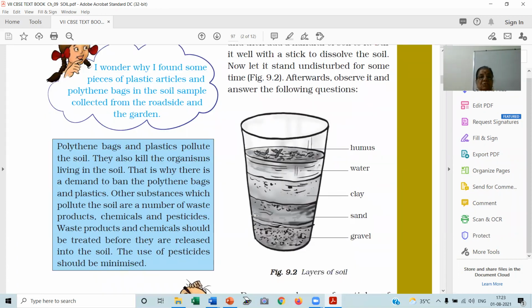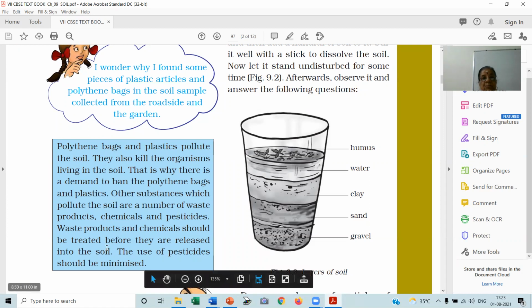The figure on the layers of soil, and then in the blue highlighted portion, polythene bags and plastics pollute the soil, which causes soil pollution. They also kill the organisms living in the soil. That is why there is a demand to ban polythene bags and plastics. Other substances which pollute soil are waste products, chemicals and pesticides. Mark this, soil pollution. Waste products and chemicals should be treated before they are released into the soil. The use of pesticides should be minimized. I hope you are following.